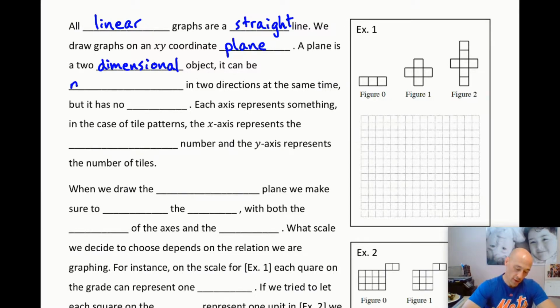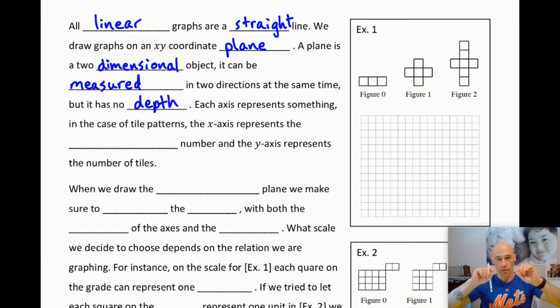It can be measured in two directions at the same time, but it has no depth. So a cube has three dimensions, and we live in a three-dimensional world. But a two-dimensional object, a plane, is completely flat with no third dimension, no depth.